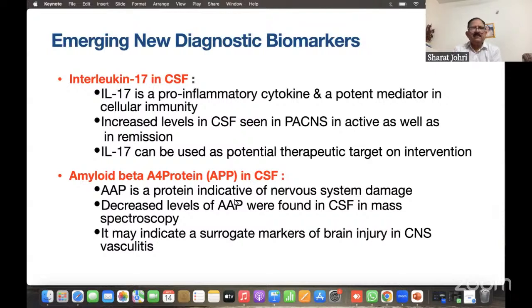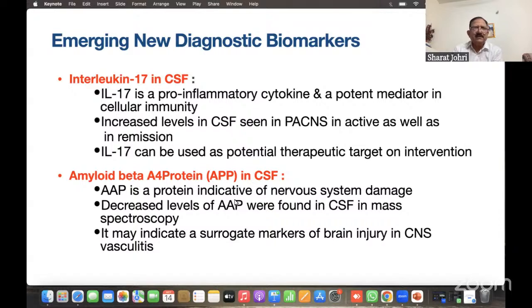So since the investigations, if we don't do biopsy more often, some new diagnostic biomarkers have been postulated, and they would probably be coming up in future. So we can do interleukin 17 in CSF. Interleukin 17 is a pro-inflammatory cytokine and a potent mediator in cellular immunity. Its increased levels are found in primary CNS vasculitis, in active as well as in remission. So this can be used as a potential therapeutic target also.